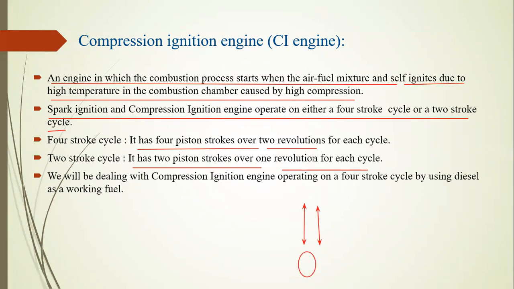Then the other two strokes, moving up and down, create another revolution. So the piston moves four times and creates two revolutions for a four-stroke cycle. For a two-stroke cycle, it is two strokes and one revolution per cycle.